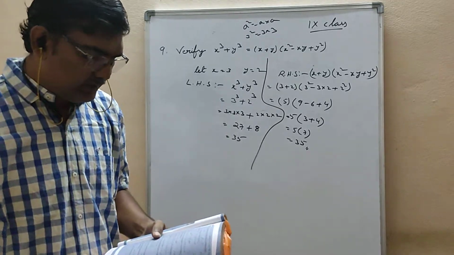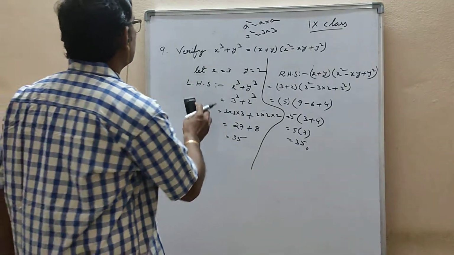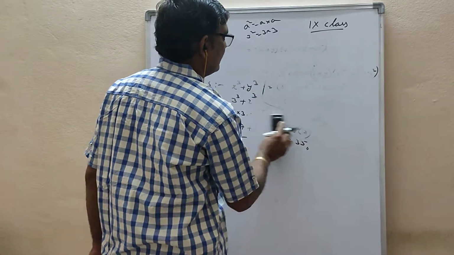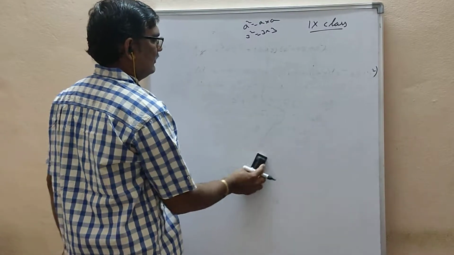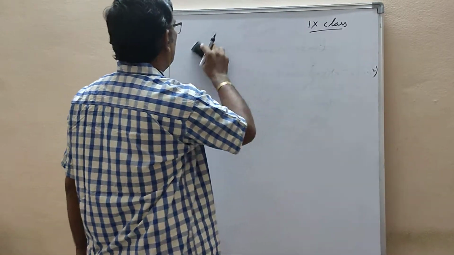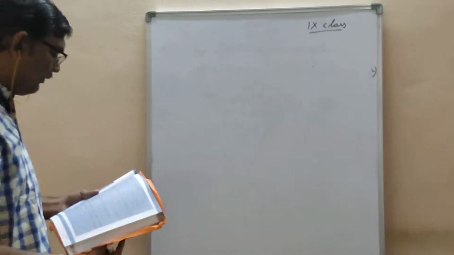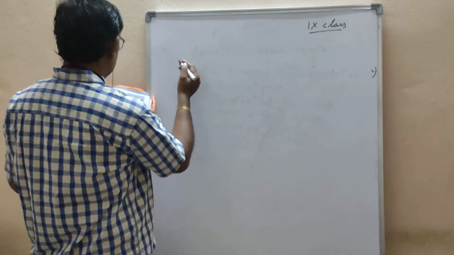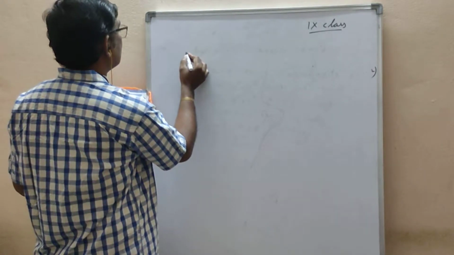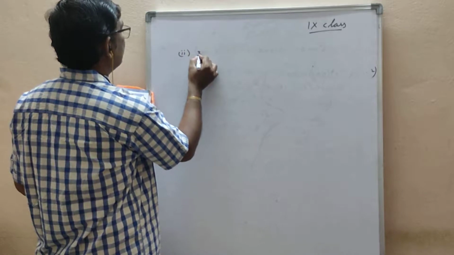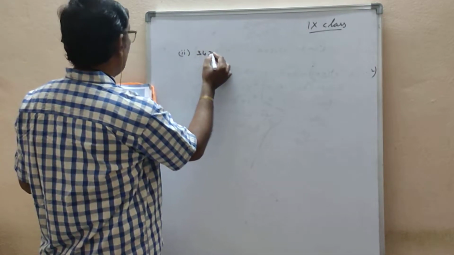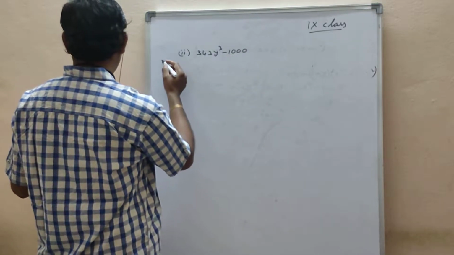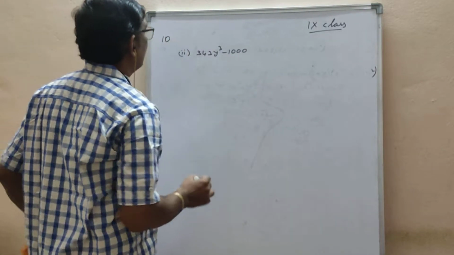Now we will go for the 10th problem. What is the 10th problem? Factorize using the above result. Here we will do the second one, that is 343 y cube minus 1000.